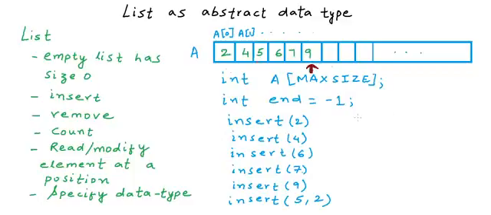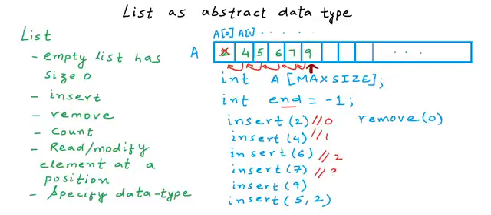Now if I want to remove an element from a particular position, let's say I make a call to the remove function. I want to remove the element 2, so I'll pass the index 0 here. I want to remove the element at index 0. So all the elements after index 0 will be shifted 1 unit towards the left, towards the lower indices, and 2 will go away. Now this end variable is being adjusted after each insertion. After this insertion, end will be 0, after this 1, 2, 3, and so on. After this remove, end will be 4 again.